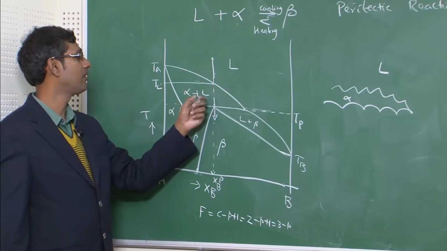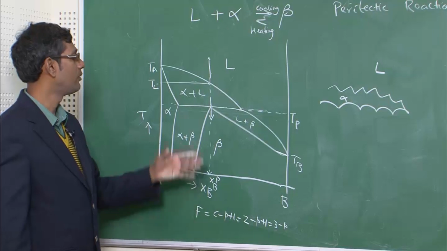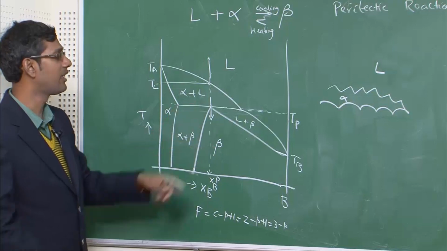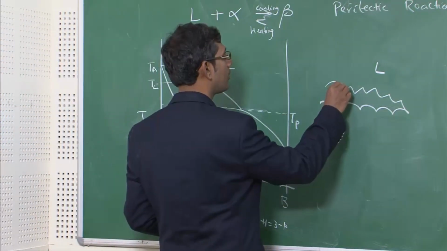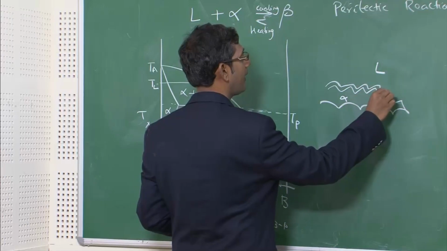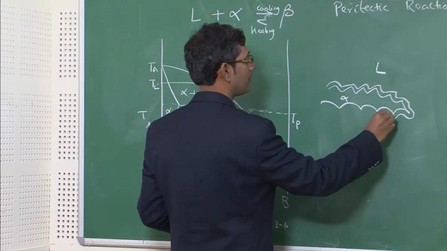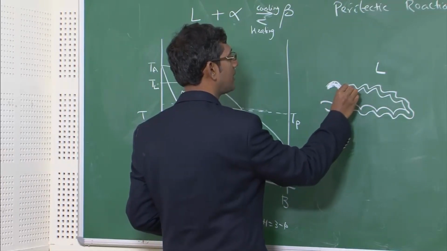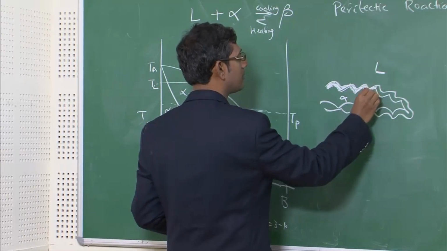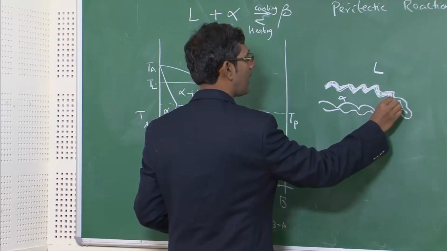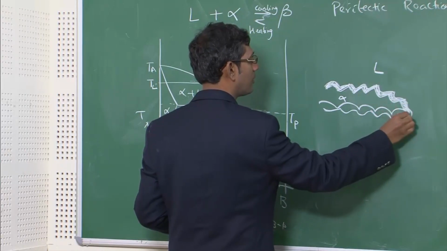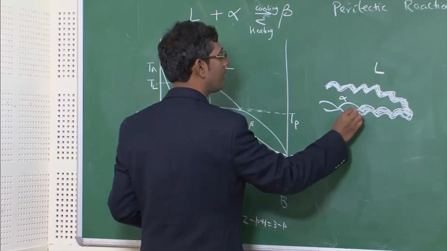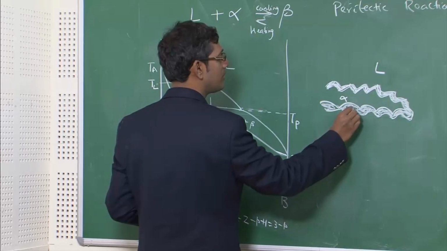Now, when the temperature of this system goes down below Tp, alpha and liquid will react, and if they react, they will form beta. How will the beta form? Beta will form at the interface between alpha and liquid like a layer. So, this is the beta layer which will form in between alpha and liquid. You can clearly see I am marking using white chalk. This white layer is beta, which has formed because of reaction between alpha and the liquid. So, this is beta.